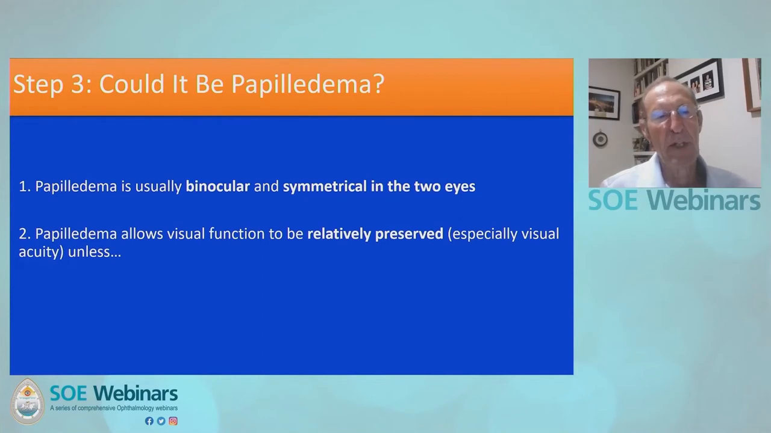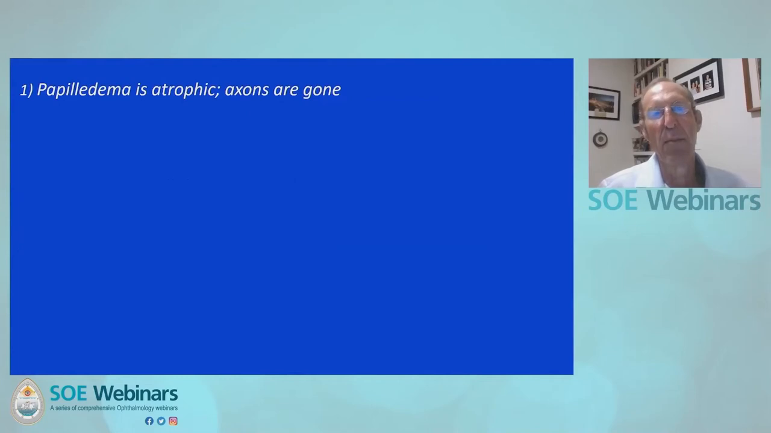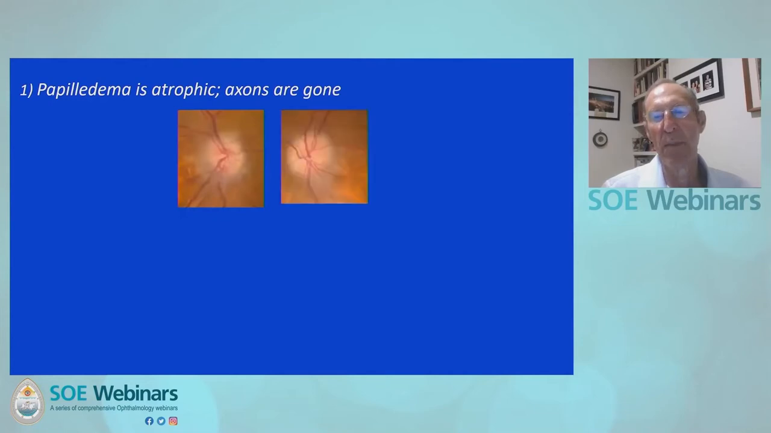The other and very important feature is that papilledema, by its very nature, allows visual function to be relatively preserved, especially visual acuity, unless there are two features of the papilledema that are present. Number one, the papilledema has become atrophic, that is, the axons have died, and as a result, the optic disc is no longer providing visual function. And that would be an exception to the rule that papilledema preserves visual function. And here's an example of optic discs that are simply destroyed from longstanding axoplasmic stasis.